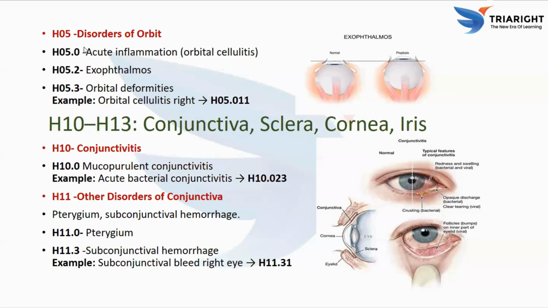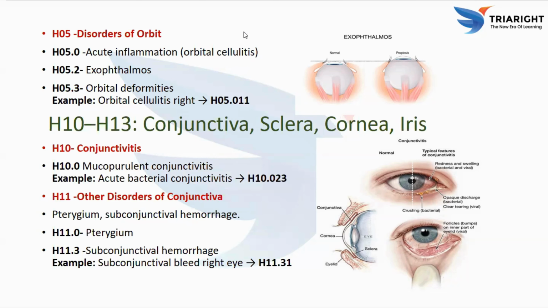So next, coming to category H05. H05 describes the disorders of the orbit. The orbit is the bony cavity that contains the eyeball, extraocular muscles, fat, nerves, as well as the blood vessels. So disorders here are often more severe because they can affect the vision quickly.